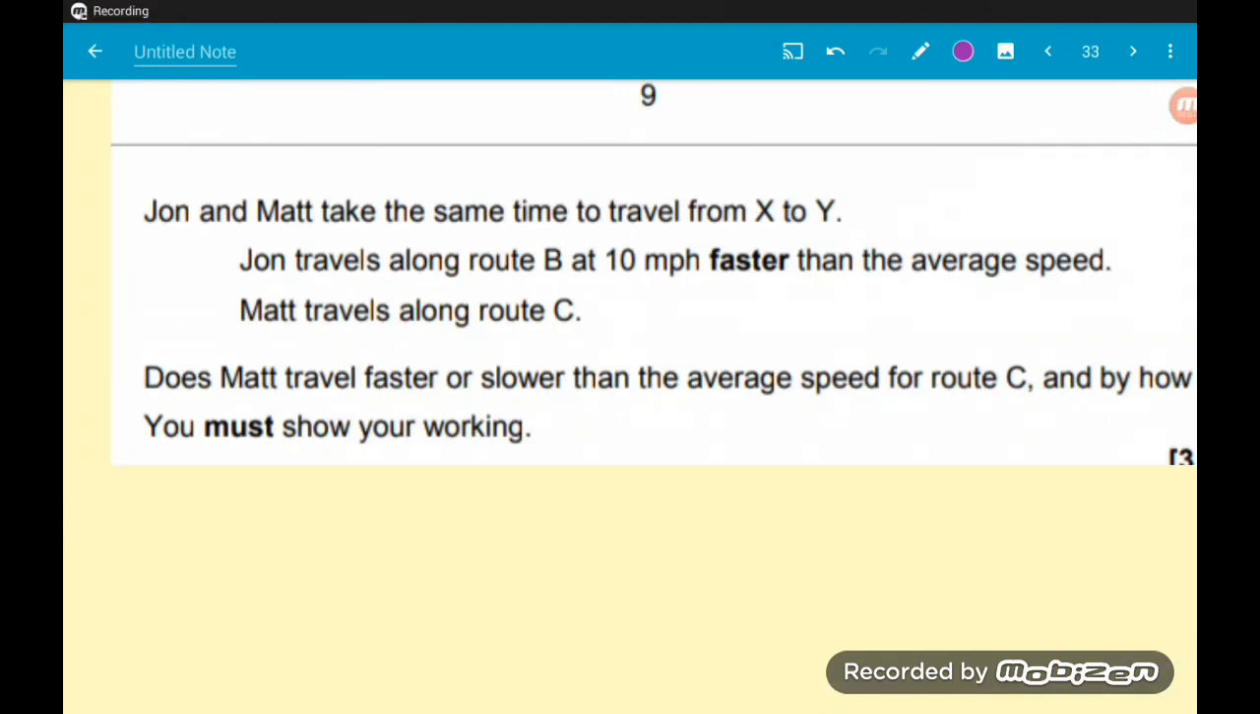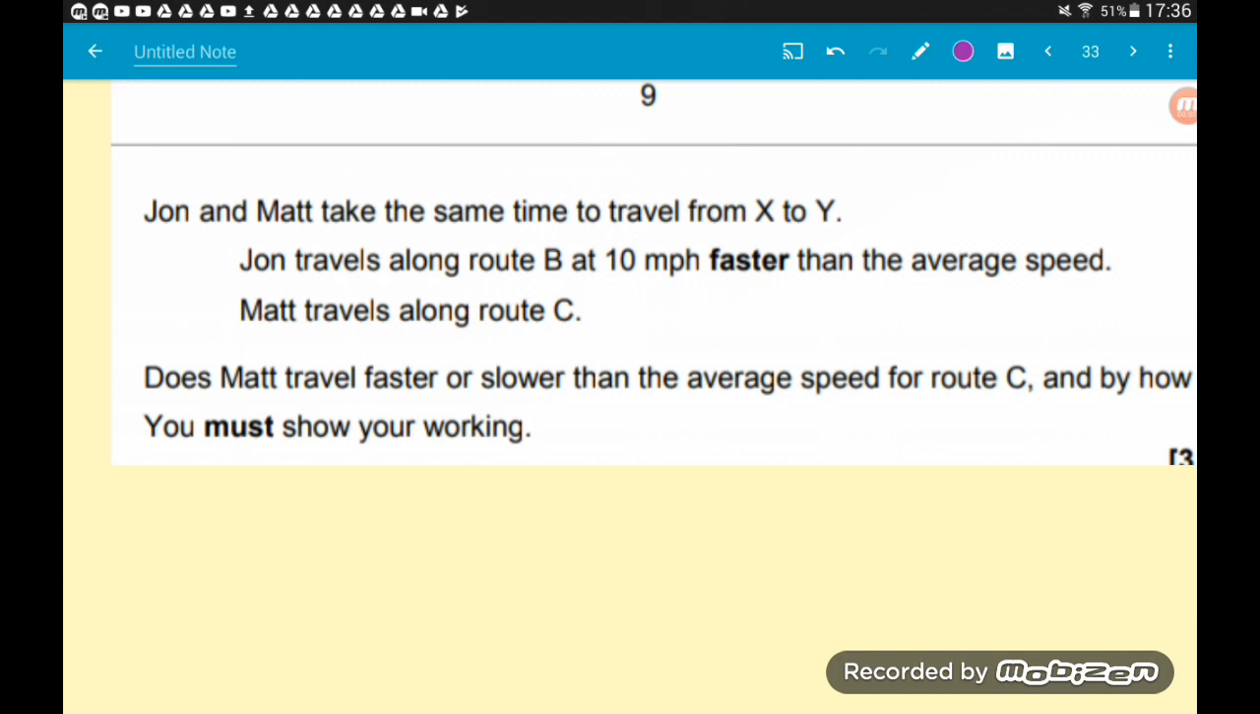Again, part B is slightly trickier. So John and Matt take the same time to travel from X to Y. John travels along route B at 10 miles per hour faster than the average speed. Matt travels along route C. The question asks us, does Matt travel faster or slower than the average speed for route C, and by how much?